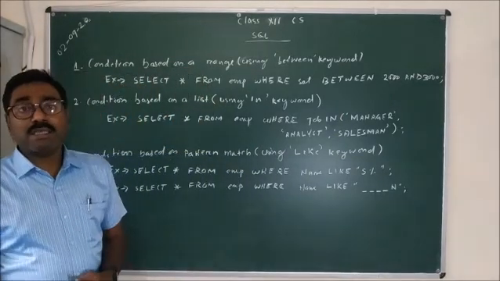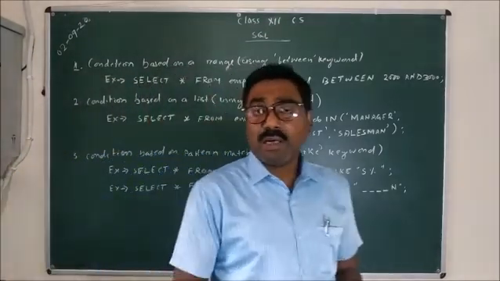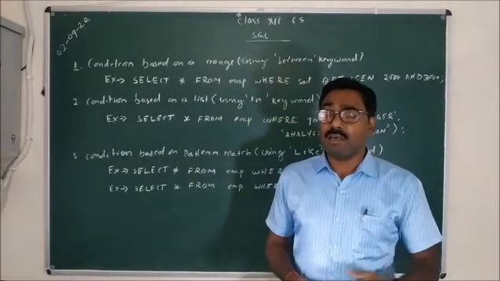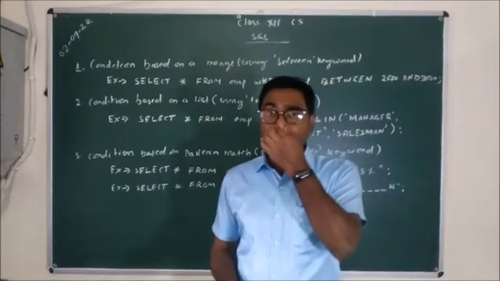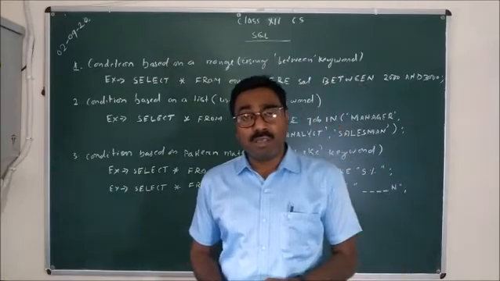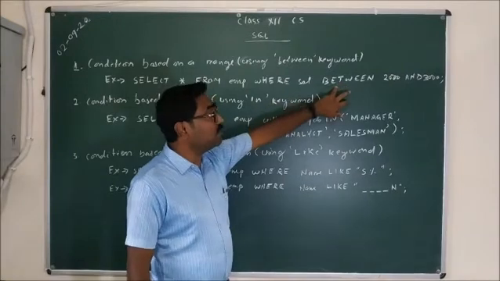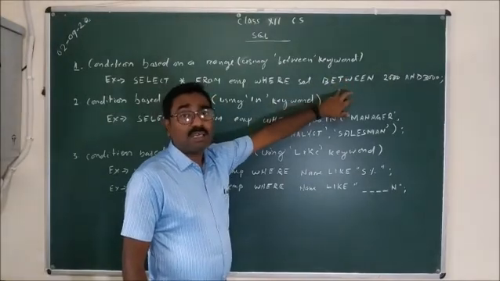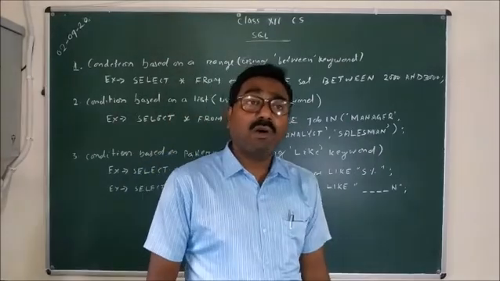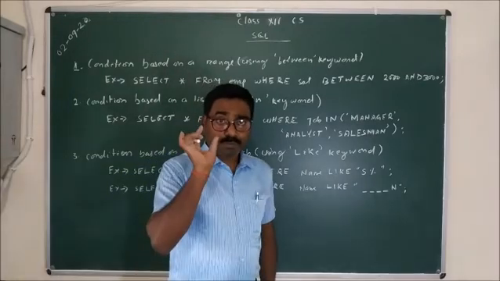The first case is a condition based on a range of values. If you are giving a condition for a range of values, then it can be done in two ways: either using the logical operator and, or using the keyword between.